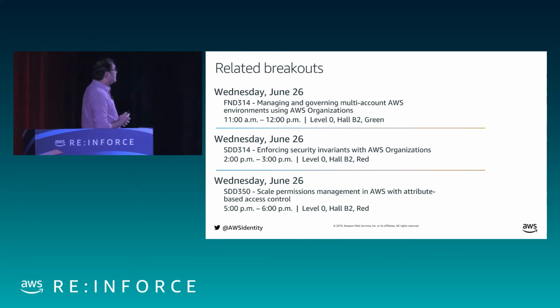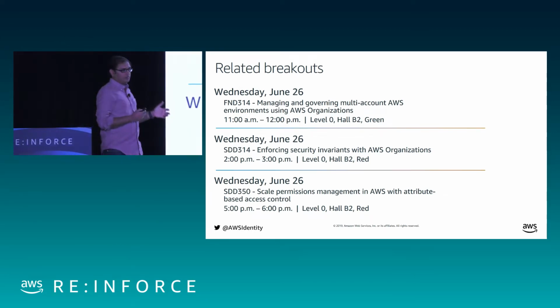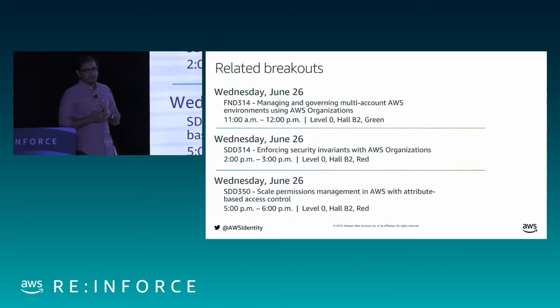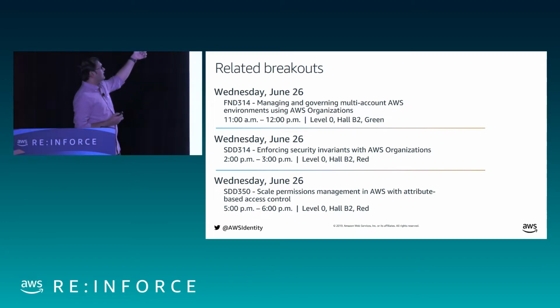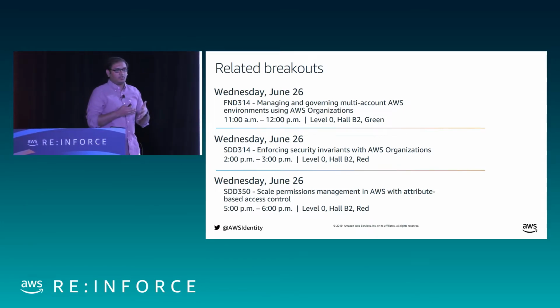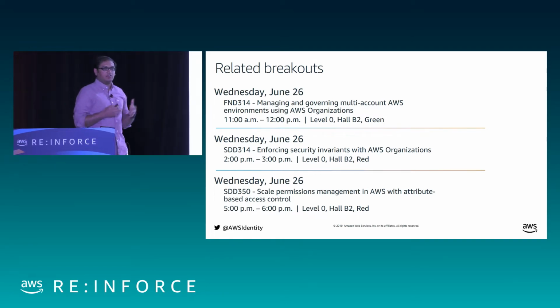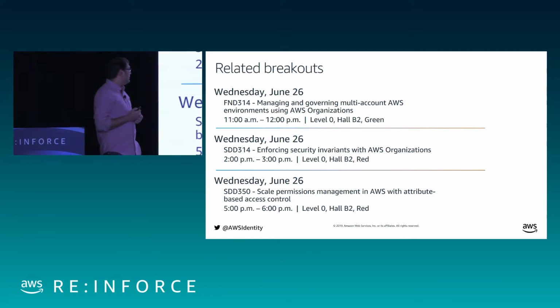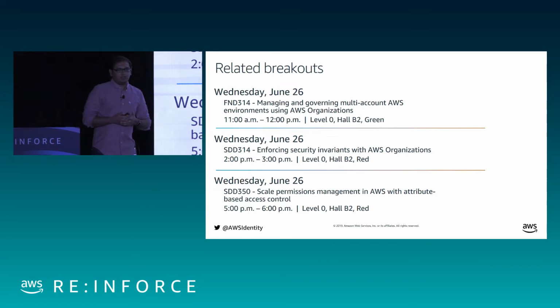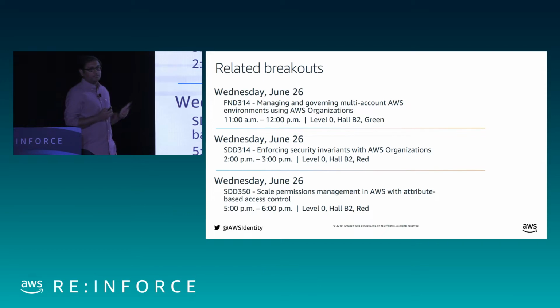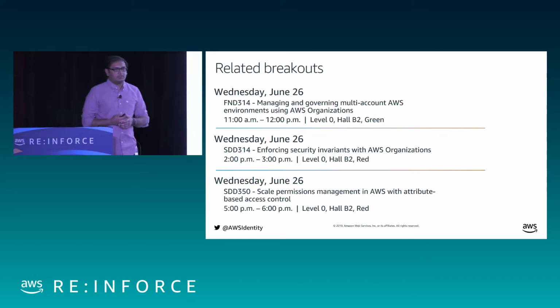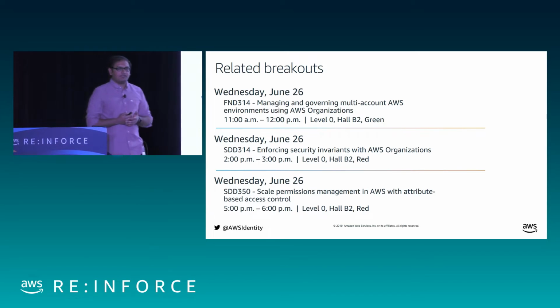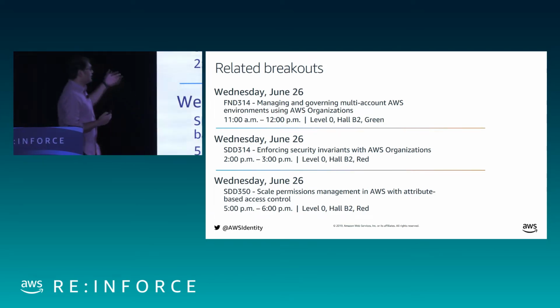So we have some related breakout sessions that will go deeper into specific topics that I'm going to touch upon. That's later in the day today. My colleague Ray is going to be going deeper into AWS Organizations. I'm going to be talking about one specific part of it. Becky, who's a principal engineer in identity, is going to be talking about enforcing security invariants in AWS. And finally, Bridget, who's my manager, is going to be talking about scaling permissions in AWS using attribute-based access control, or ABAC. So do catch them if you can.